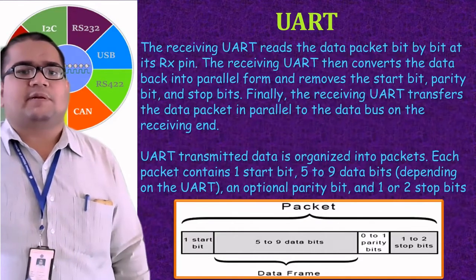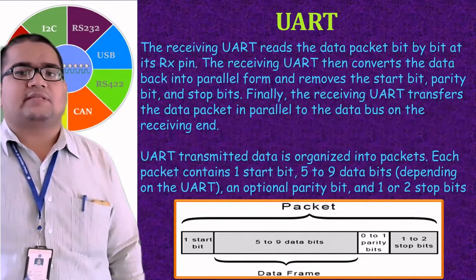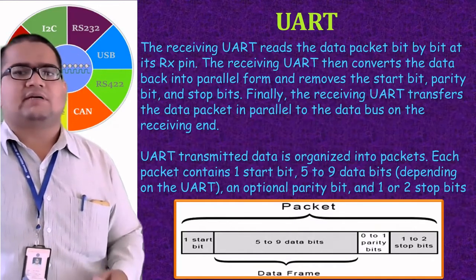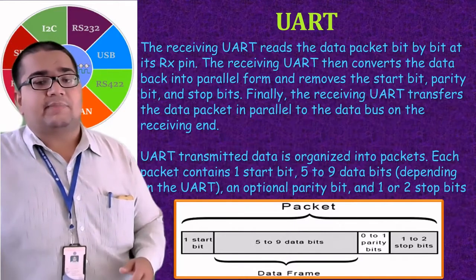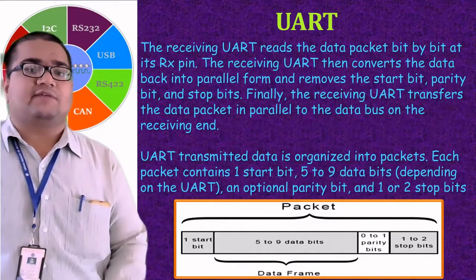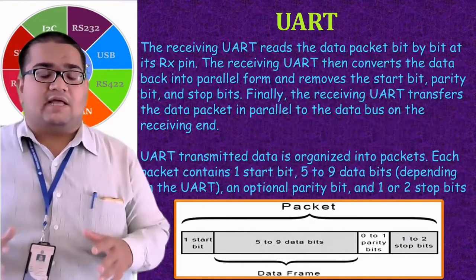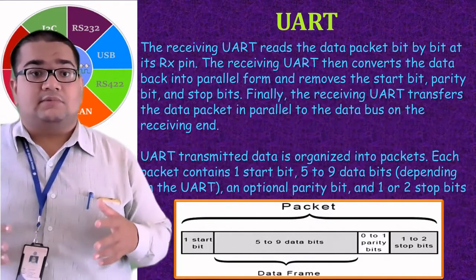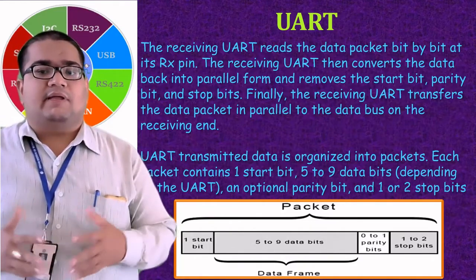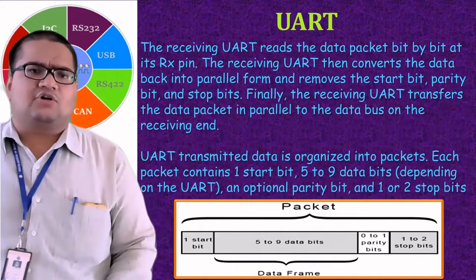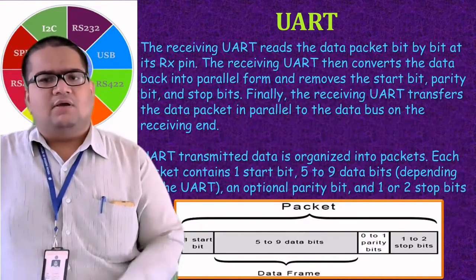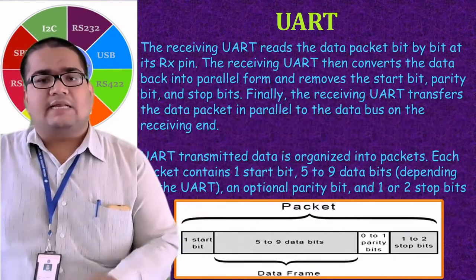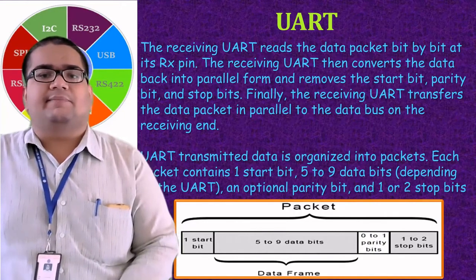The receiving UART reads the data packets bit by bit at its RX pin. The receiving UART then converts the data back into parallel format by removing the start bit, the parity bit, and the stop bit. The parity bit is for verifying whether the received data frame is error free. Sometimes, due to many different things involved, there are chances that the data gets corrupted. It can be due to electromagnetic interference in the surrounding system, or a line fault, or anything else which may create a data error. So data errors can be detected if we have a parity bit included.